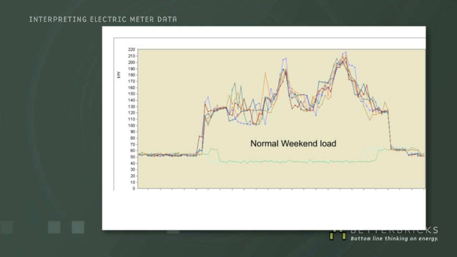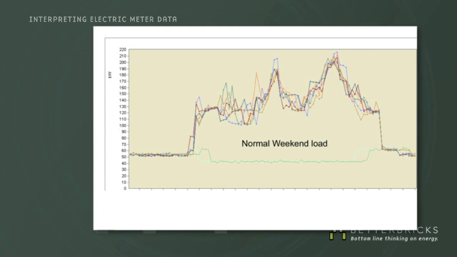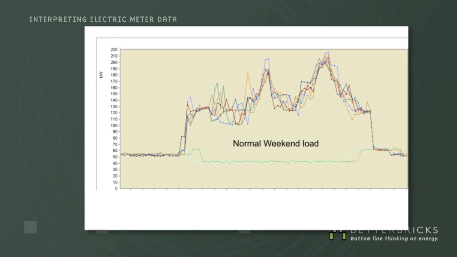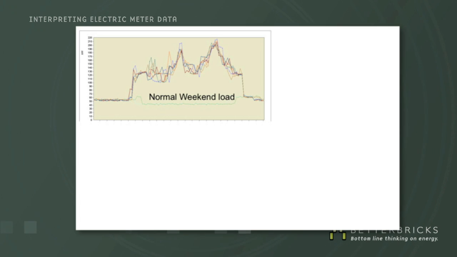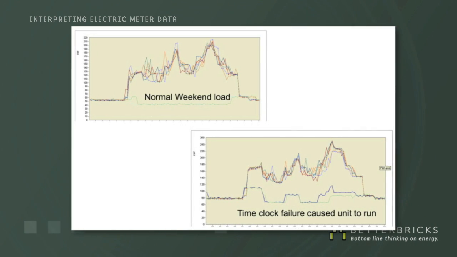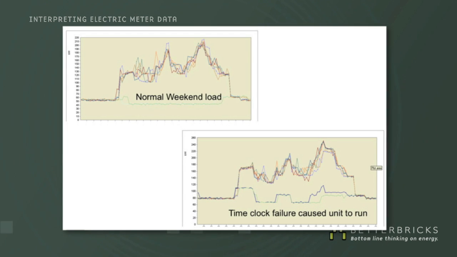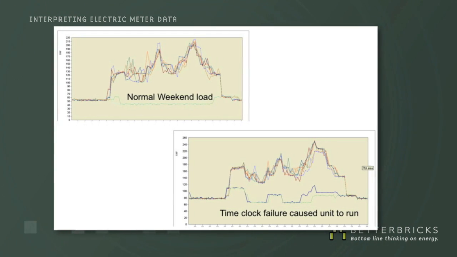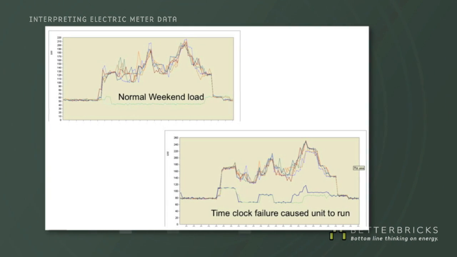In this case, this is what a normal weekend looks like. This is the weekday, this is the normal weekend usage. The time clock has the heating and ventilation system of the parking garage shut off because there's no usage during that period of time. So here's the normal weekend load, and here's an example when the time clock failed. The time clock allowed the facility to turn on or off at various times during the weekend instead of staying off all the time. This obviously caused an increase in energy usage.